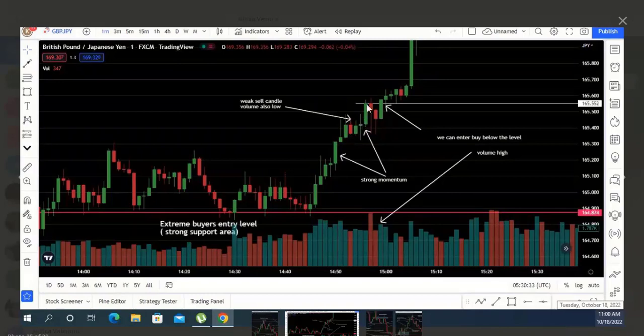Okay, then pullback, then again buyers entered the market. A strong momentum, yes, strong momentum. So when the market creates this situation, after this candlestick, sellers entered the market. So the market creates this candlestick and this. So the second candle, this candlestick volume is low.